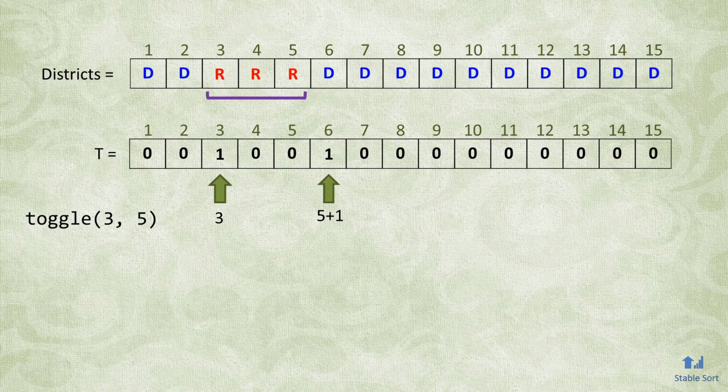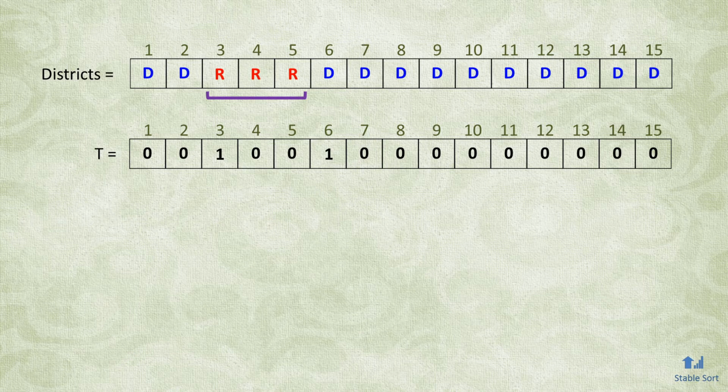So, if the range 3 to 5 is now toggled from 0 to 1, then we mark the start of the range at index 3 and the end of the range at index 6. Note that the middle elements are left untouched and that the end range is marked not at 5, but at the next index, 5 plus 1. You'll see why this is important in a second.